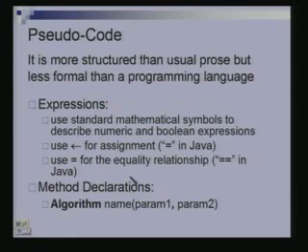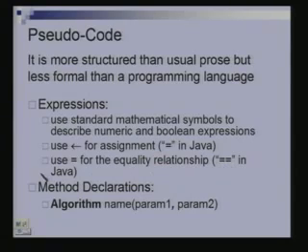Okay, so that's what I was saying, pseudocode is more structured than usual prose, but it's less formal than a programming language. Yeah, and what will our pseudocode look like? We'll use standard numeric and Boolean expressions in it, right? Instead of the assignment operator, which is equal to in Java, I will use this left arrow. And instead of the equality operator in Java, which is two equals, the same in C, I will use just a single equal.